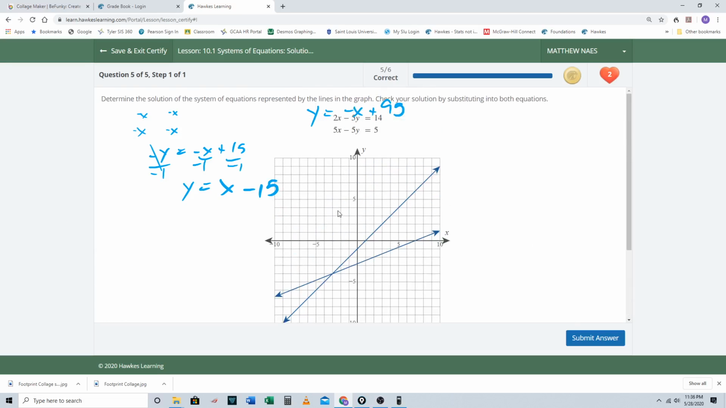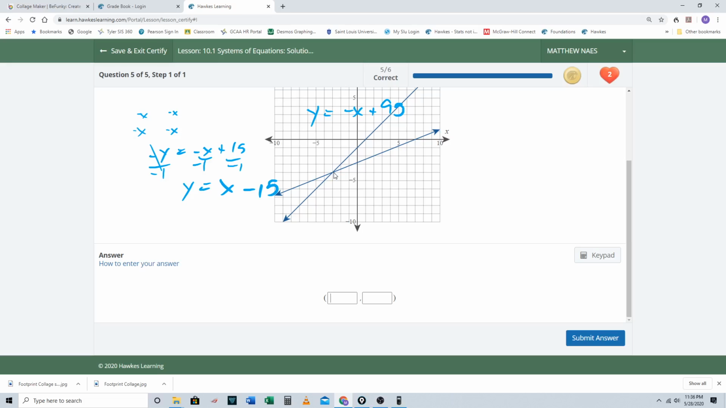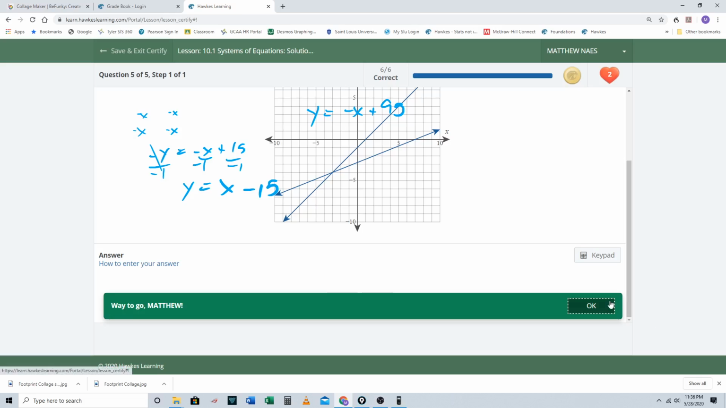And this one, the last one, they just want you to look at it. So what's the intersection here? Okay, where did the two lines intersect? That is negative 1, 2, 3, and then negative 1, 2, 3, 4. So negative 3, negative 4. They just want you to point out what's the answer. That's nice. And that's it for 10.1.